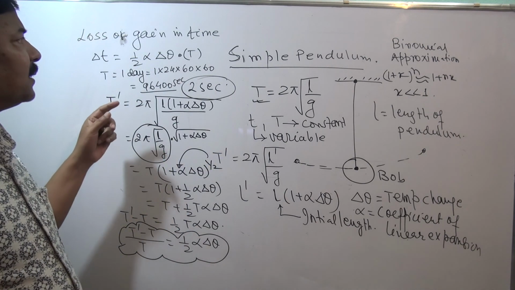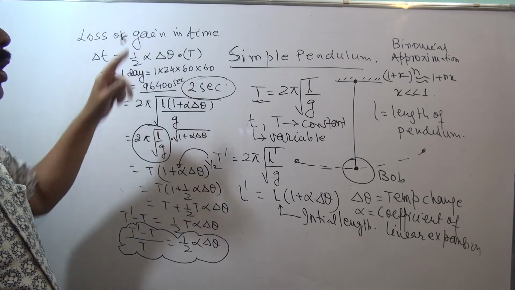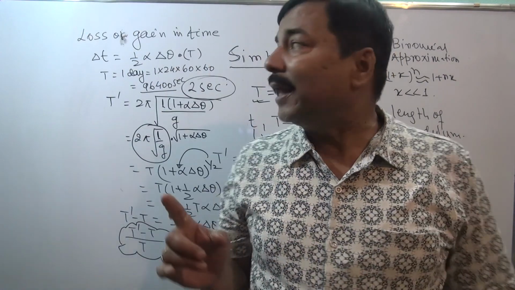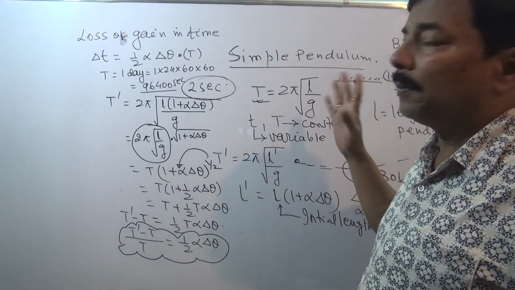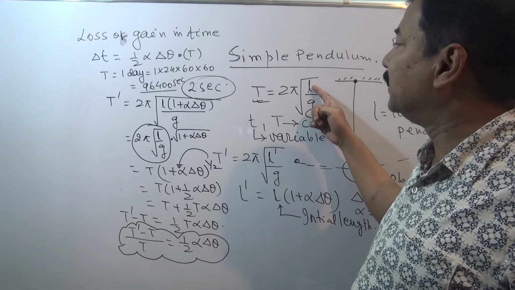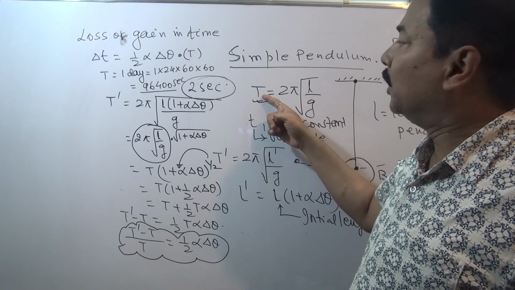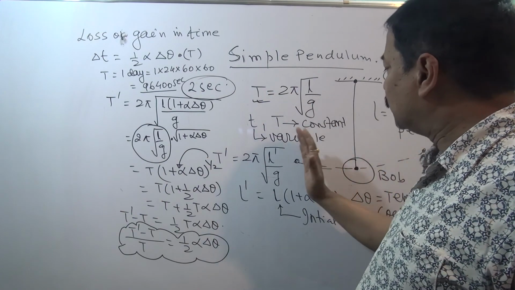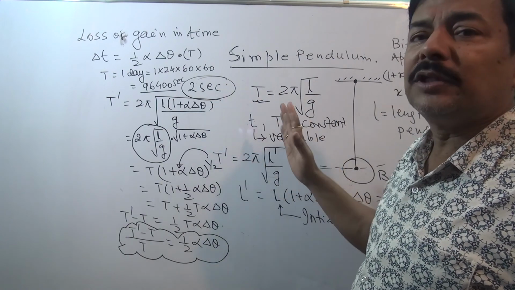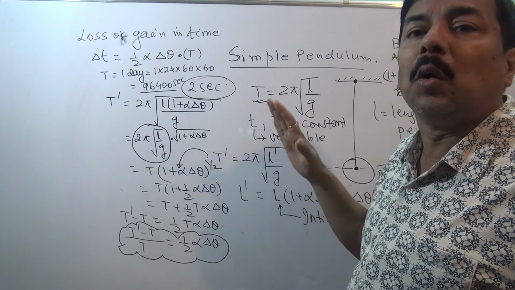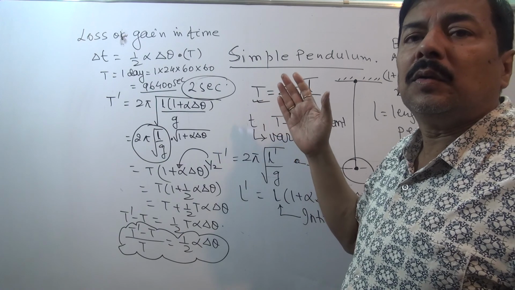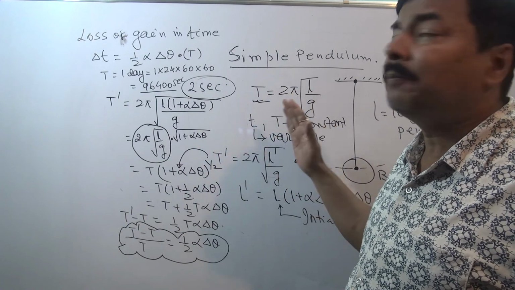Now the question arises, what does it mean by loss or gain in time? Loss or gain in time means that if we are talking about summer, this length will increase, this time period will increase. So the pendulum which was taking 2 seconds, now it will take more than 2 seconds. So more than 2 seconds means the clock will become slow, and it means it will lose time. The clock will become slow.